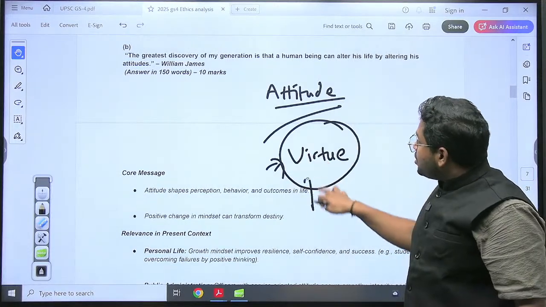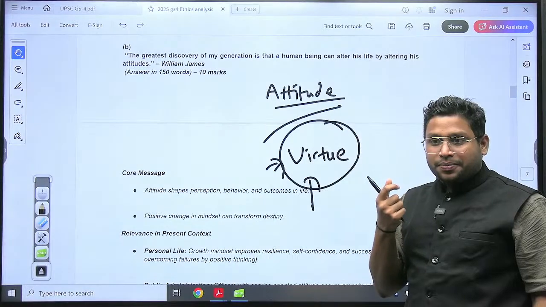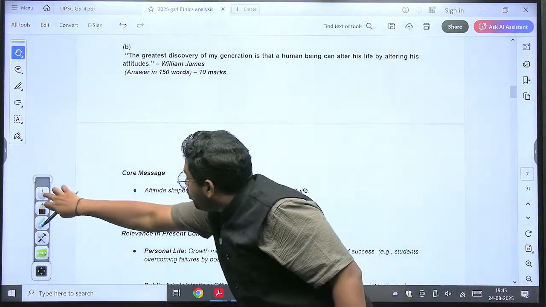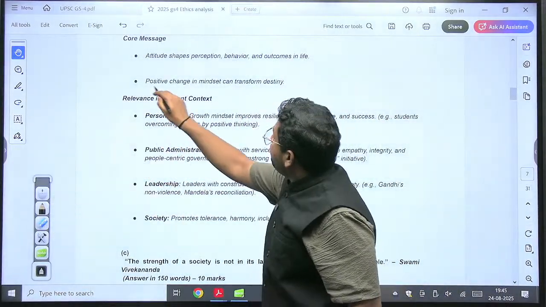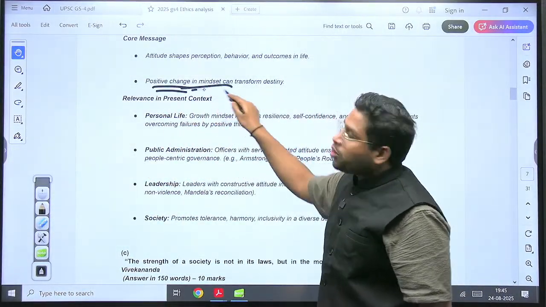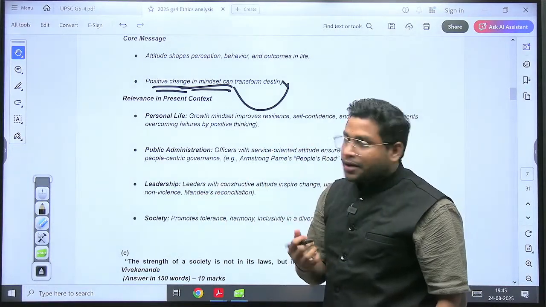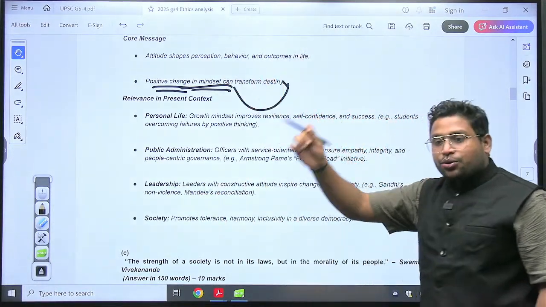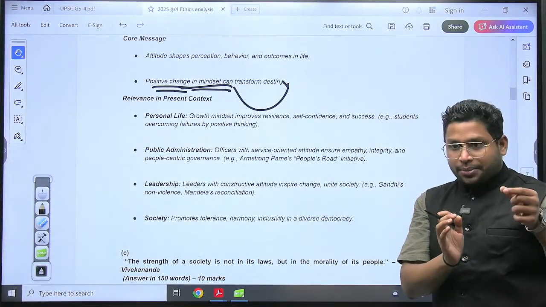But to make this virtue, first the mindset, that attitude part, is very important, right? So that's what you try to do over here. Talk about this part: if you have a positive mindset or positive attitude, there will be positive change. If there is negative, there will be a negative result. Show how attitude has an impact on behavior and the future, both dimensions.